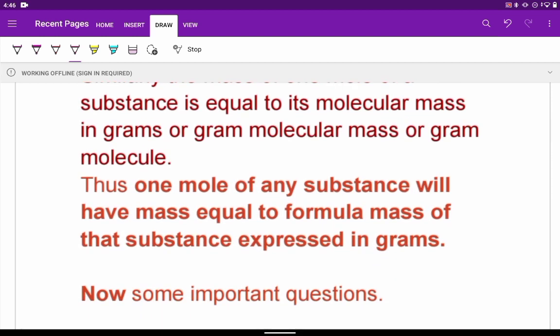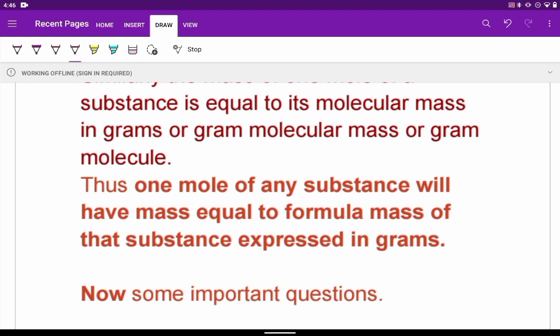So we can say that 1 mole of any substance will have mass equal to the formula mass of that substance expressed in grams. If it is an atom, we take Avogadro number of atoms. If we are considering molecules, we have to take that same number of molecules. So the mass of 1 mole of a substance is equal to the molecular mass in grams, or gram molecular mass, or gram molecule. When you are taking molecules, it will be gram molecule.